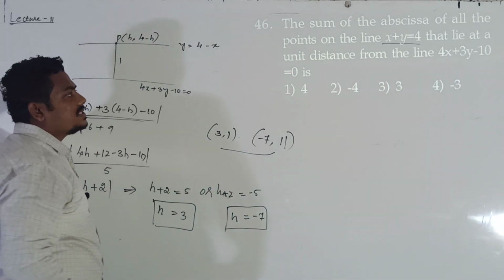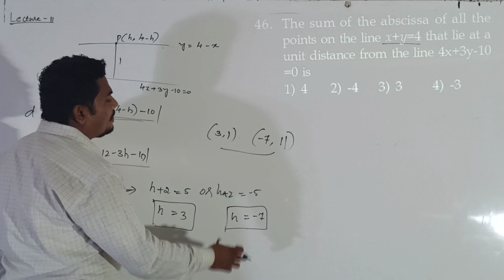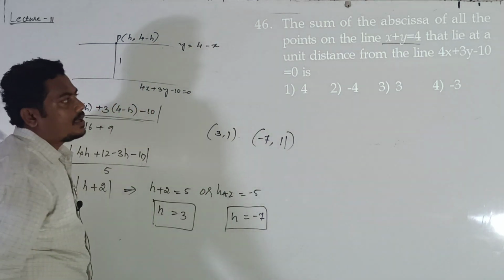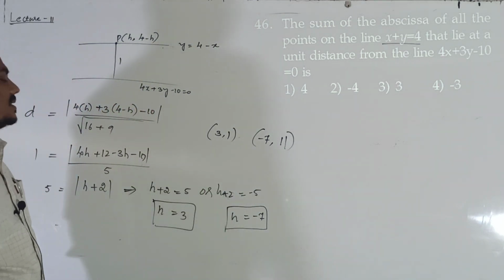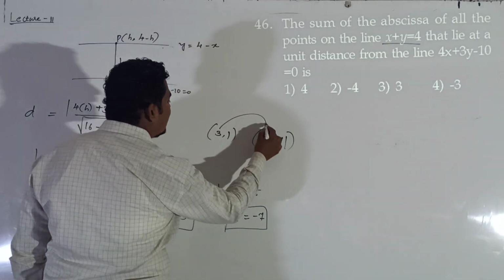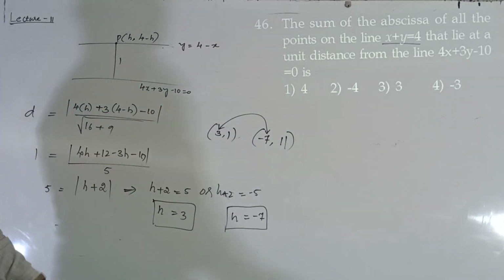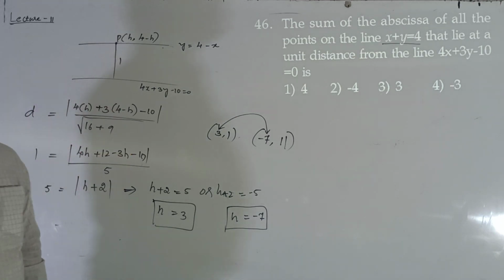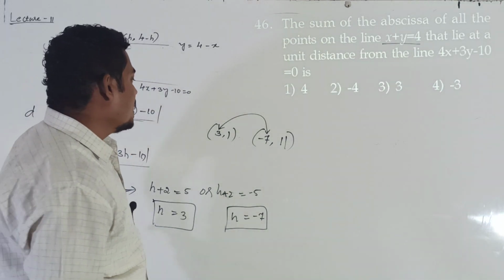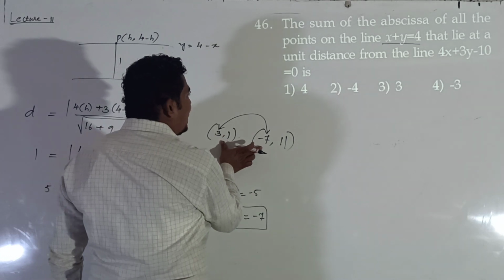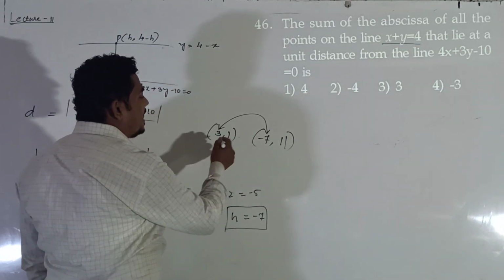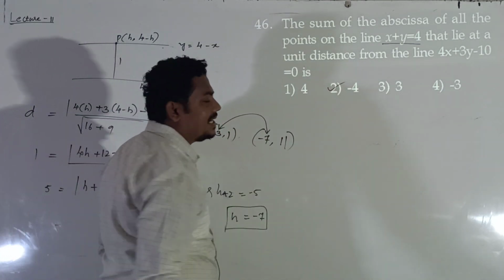Sum of whose abscissa of all the points. Abscissa means x coordinate, add these two. Abscissa means x coordinates of the point on the line y equal to 4 minus x. Sum of abscissa value is equal to minus 4. 3 minus 7 is minus 4, that is second option.